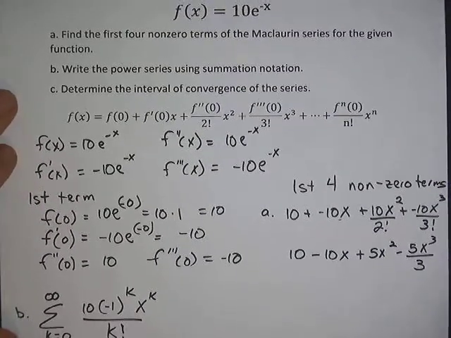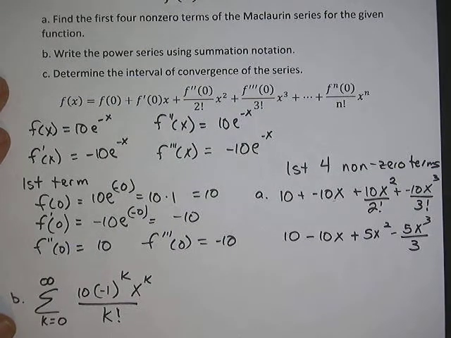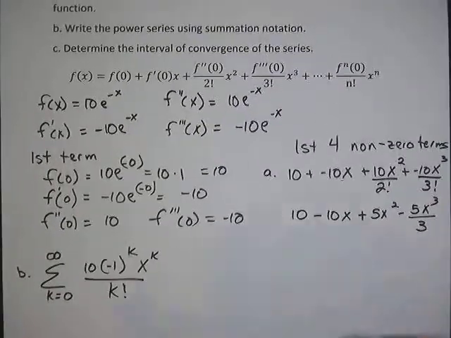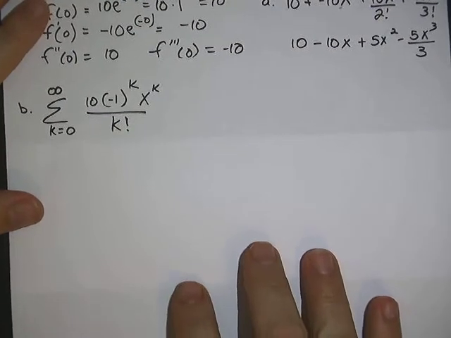Now for C, let's go up here and read it. Determine the interval of convergence for the series. In order to determine the interval of convergence for this series, we're going to use the ratio test. I'm running out of paper, let me get a new piece.